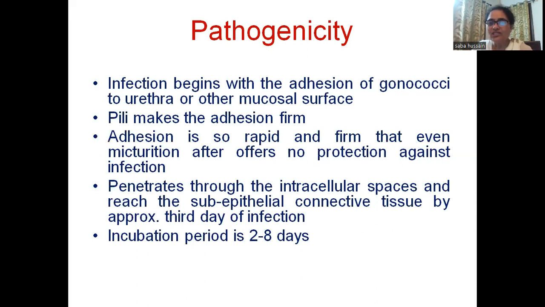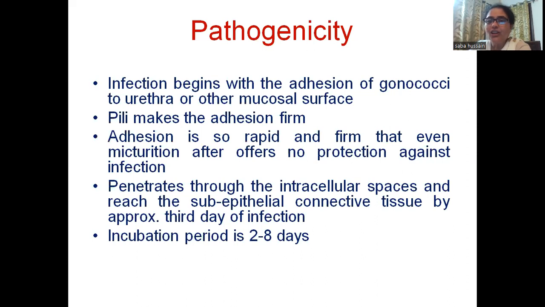So what pathogenicity is it inducing? Its infection begins with the adhesion of the bacterium, gonococcus, which is the common name of Neisseria gonorrhea. This adhesion occurs on the mucosal surfaces, most commonly the urethra, and it is made firm and strong by the presence of pili. The adhesion is so firm that even micturition, that is passing of urine, does not flush this bacterium out of the urethra.